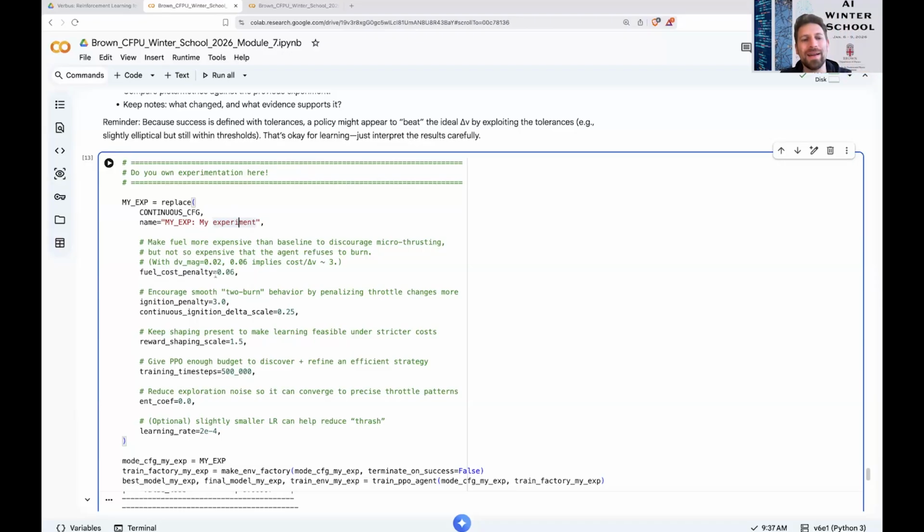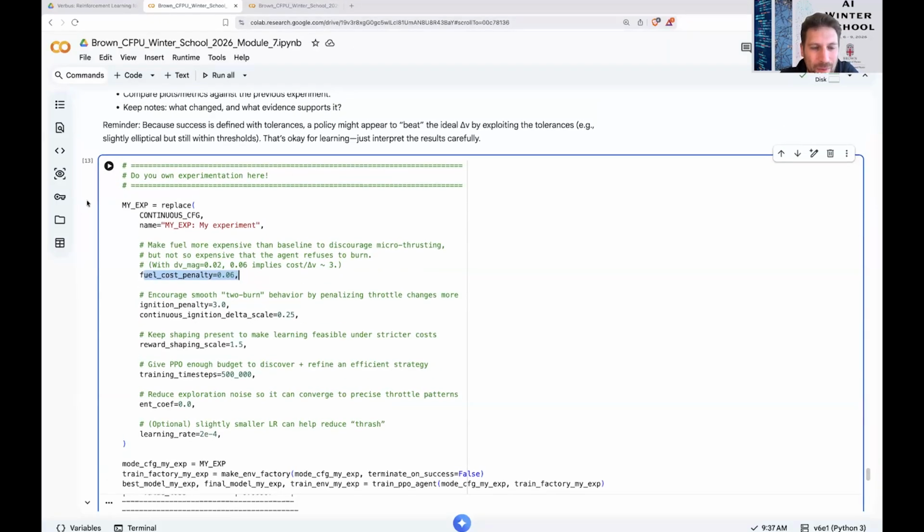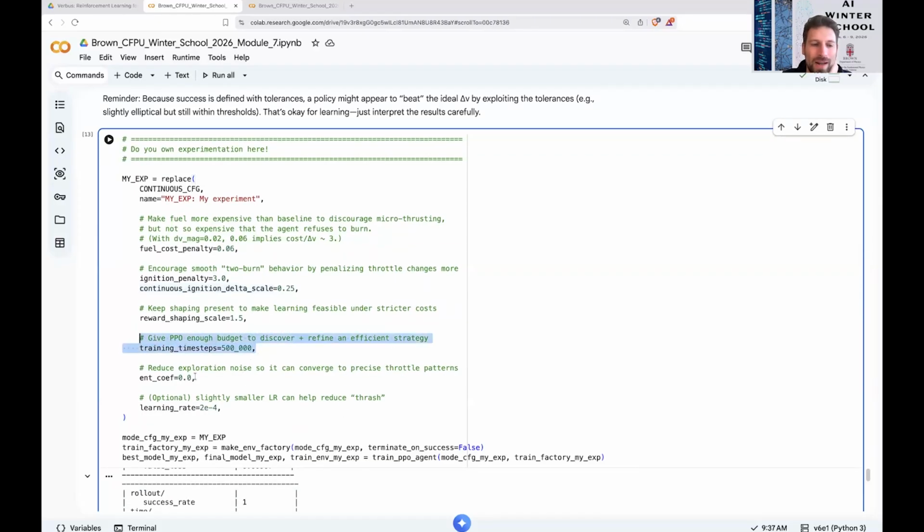So I played around with it a little bit. I think it didn't necessarily give better results, but I just picked some random parameters. Basically, I think I increased the fuel cost penalty because I thought, hey, since we're using so much more delta V than ideal, let's make fuel more expensive. Let's penalize ignitions more than we did for experiment two.